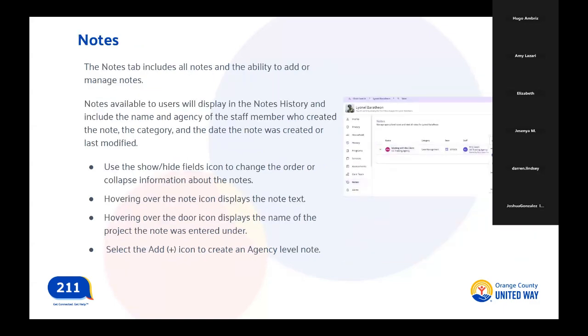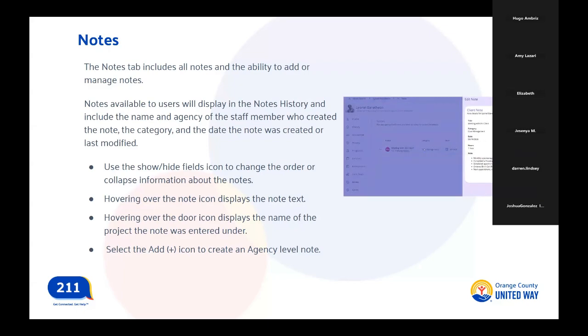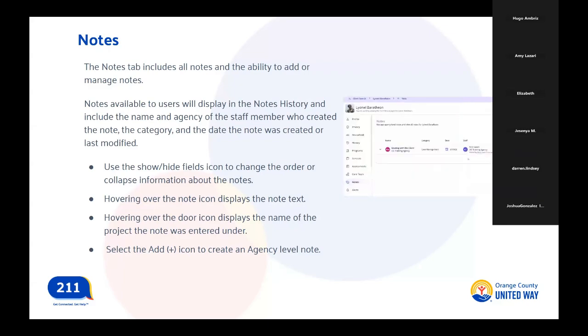Moving on to the Notes tab. The Notes tab includes all notes and the ability to add or manage those notes. Notes available to users here will display under the notes history and include the name and agency of all staff members who created the notes. It also includes the category as well as the date the note was created or last modified. You may use the Show Hide Fields icon to change the order or collapse information about the notes.